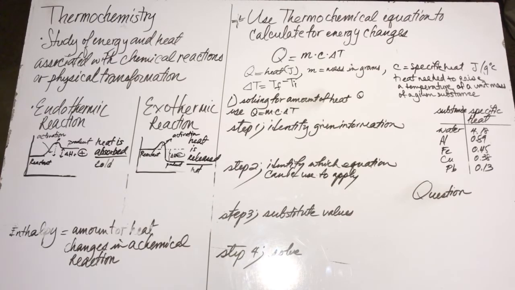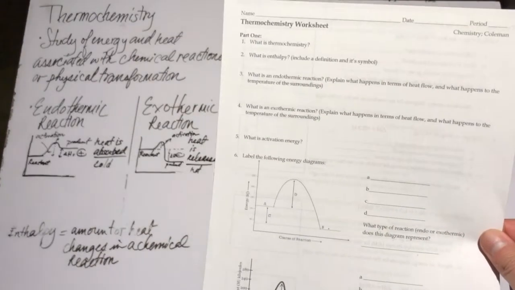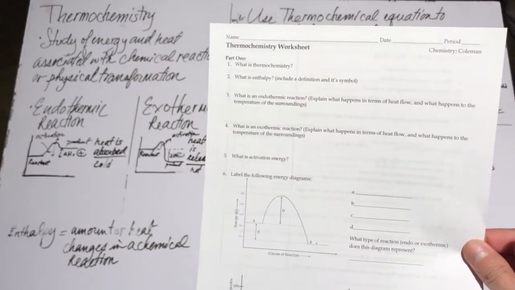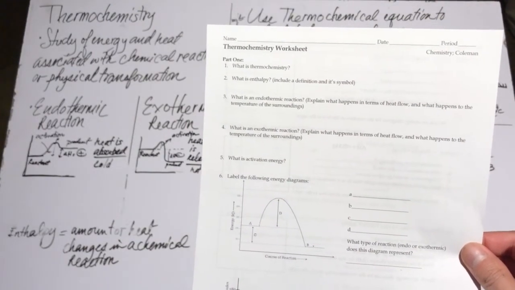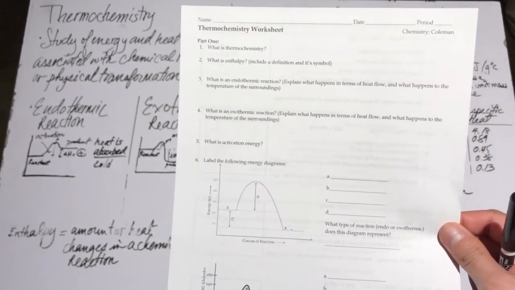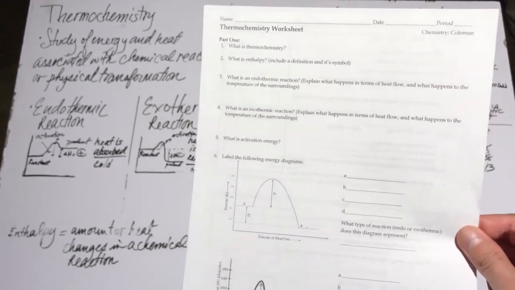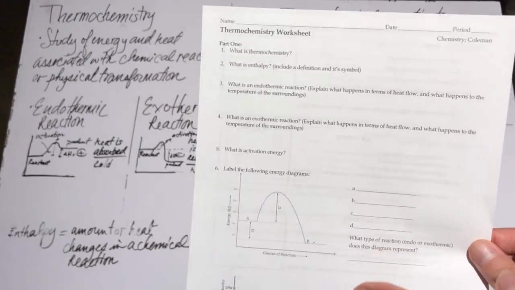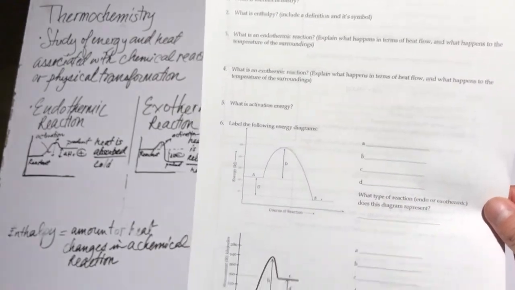One of the examples that you need to identify is that you are going to be given chemical reactions on the worksheets. I'm just going to show you what you need to do. These are the worksheets that go along with the notes. Activation energy is energy needed to activate a chemical reaction. Then you're going to have to identify whether this is an endothermic or exothermic reaction.